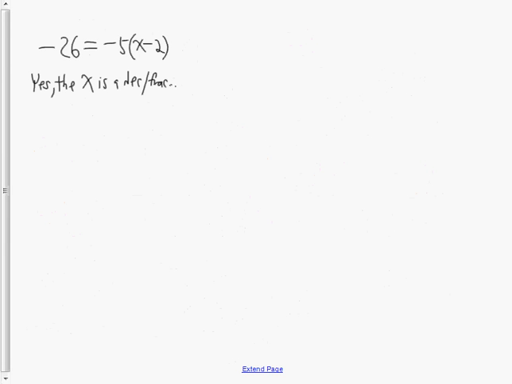Your next question is an algebra question, and it gives you a hint. Yes, the x is a decimal or a fraction, because some of you still think you can't have decimals or fractions as y values. So there's two ways to do this question, and I'll do them both ways for you.